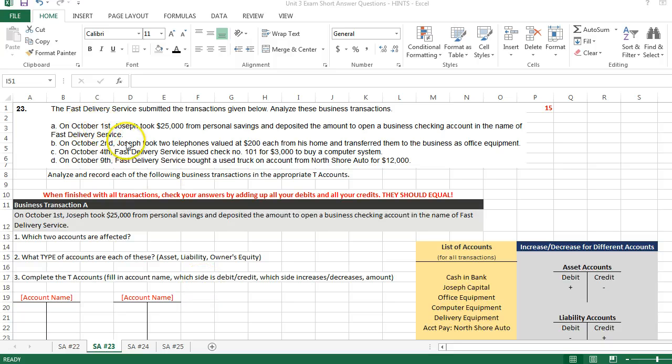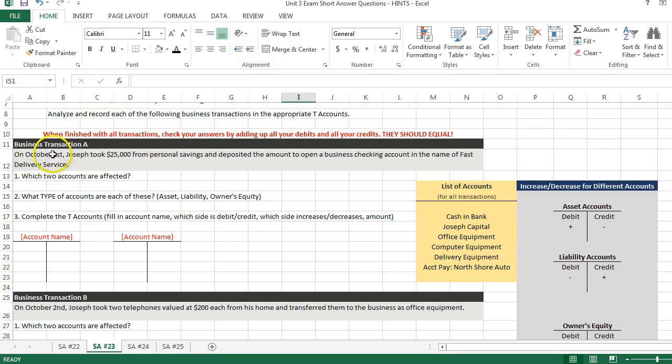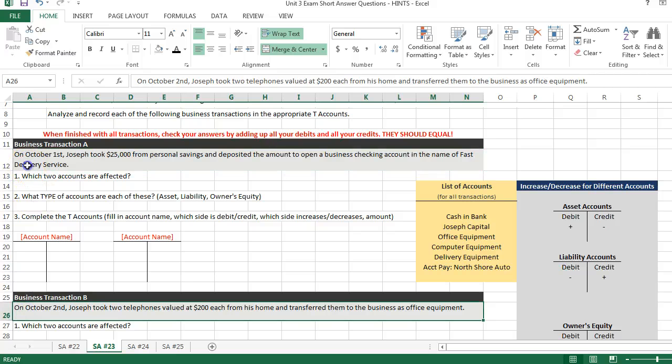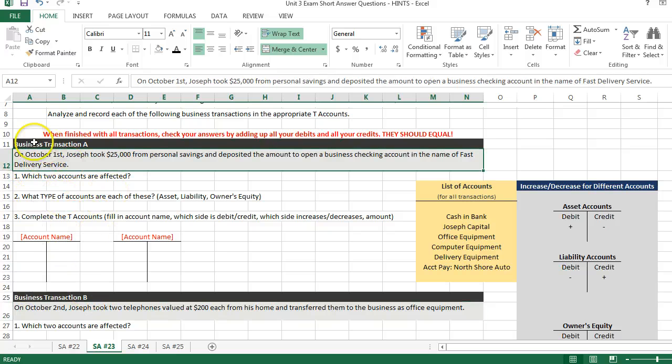The Fast Delivery Service submitted the transactions given below. Analyze these business transactions. So on October 1st, Joseph took $25,000 from personal savings and deposited the amount to open a business checking account in the name of Fast Delivery Service. And I have those transactions written again under each business transaction letter.